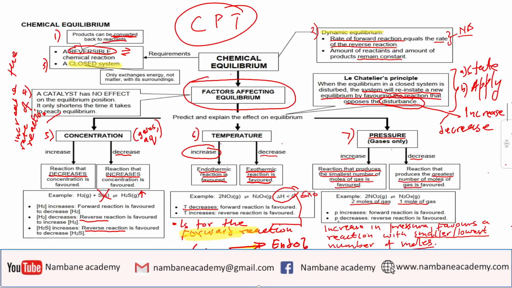But now if P decreases, it means the reverse reaction is favored. What does that mean? A decrease in pressure favors a reaction with the greatest number of moles. So ladies and gentlemen, this is now the basic way of applying Le Chatelier's principle, understanding how each factor basically influences what we actually have.